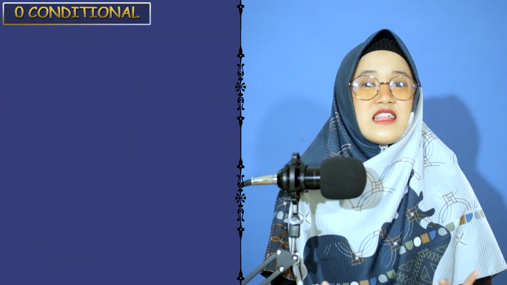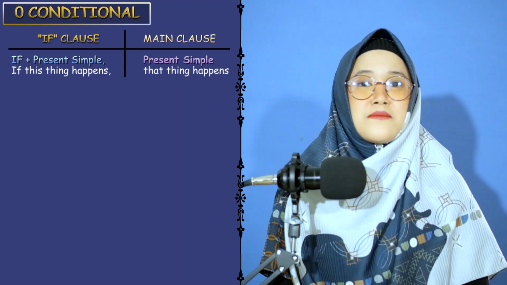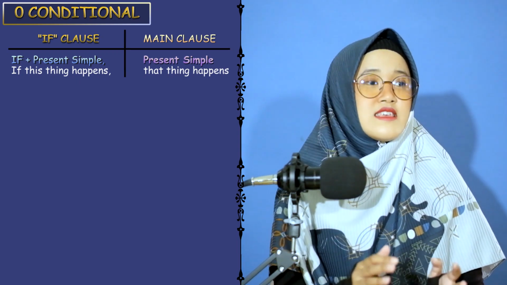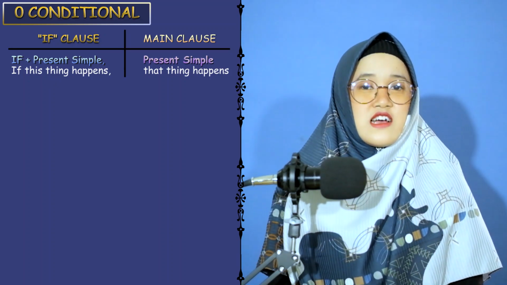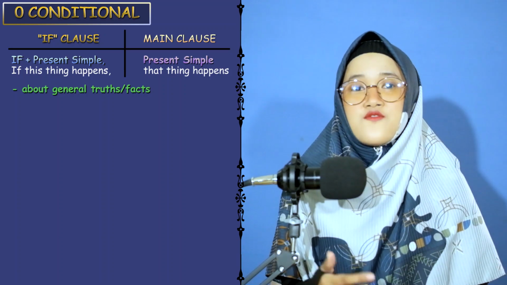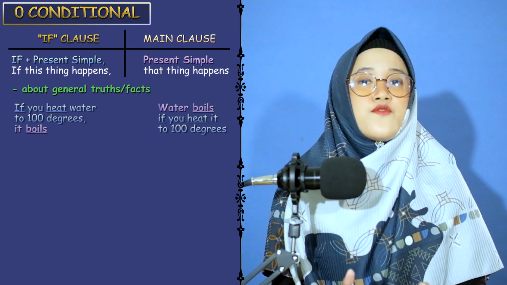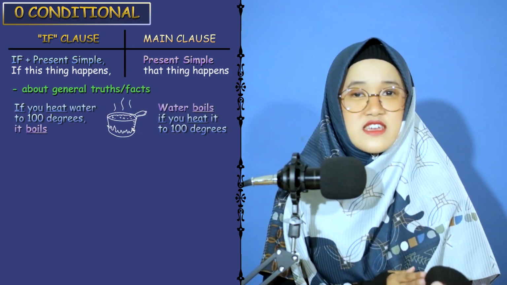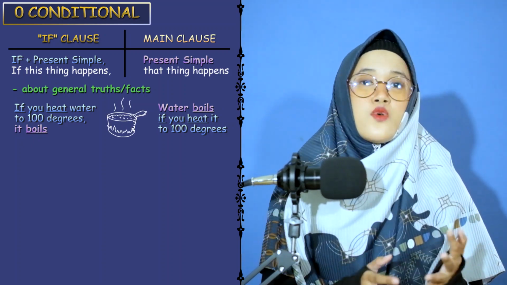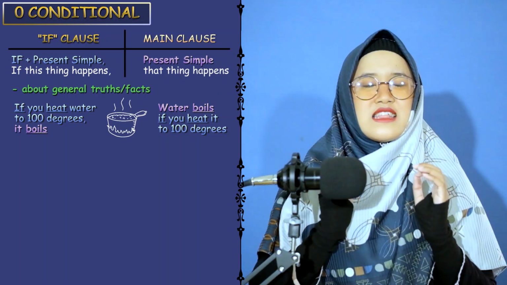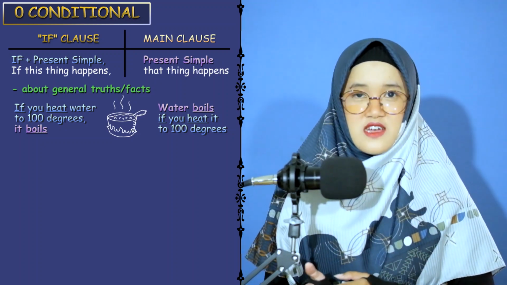A 0 conditional sentence has the present simple after if, then the present simple in the main clause. So if this thing happens, that thing happens. We use the 0 conditional sentence to talk about general truth or facts which always happen under certain conditions. If you heat water to 100 degrees, it boils. Water boils if you heat it to 100 degrees. It is a fact. I'm talking in general, not about one particular situation.